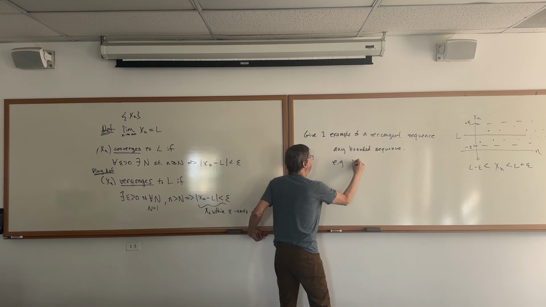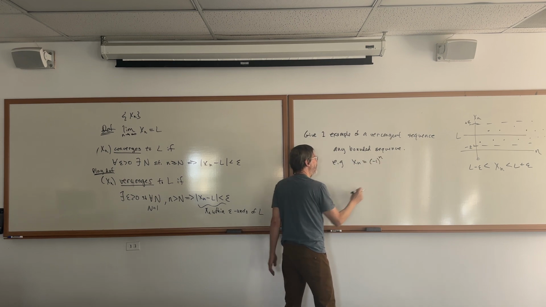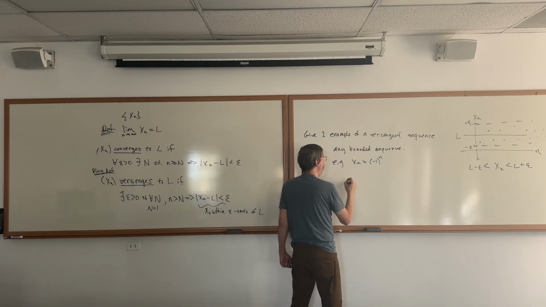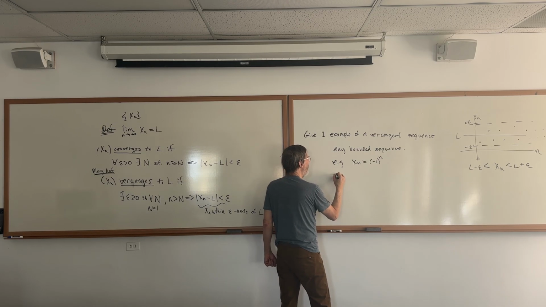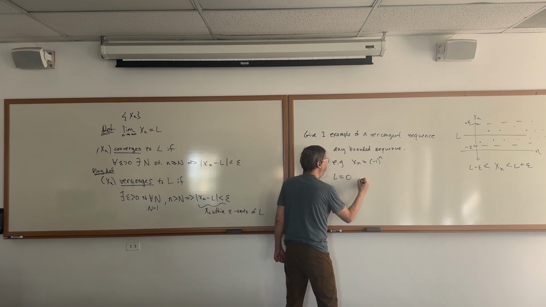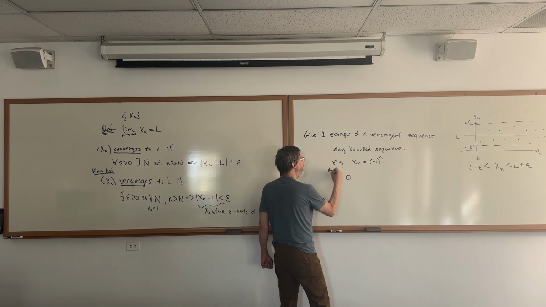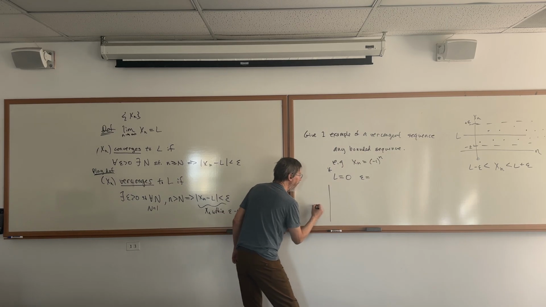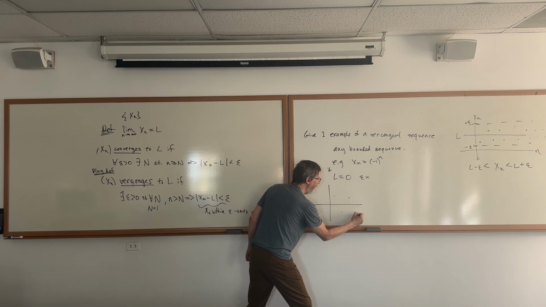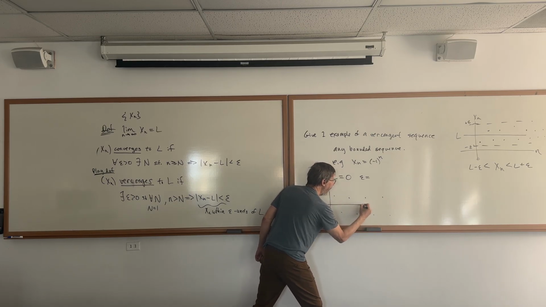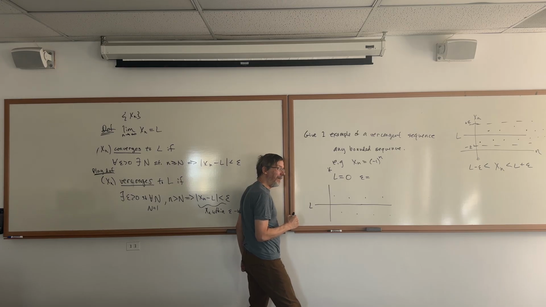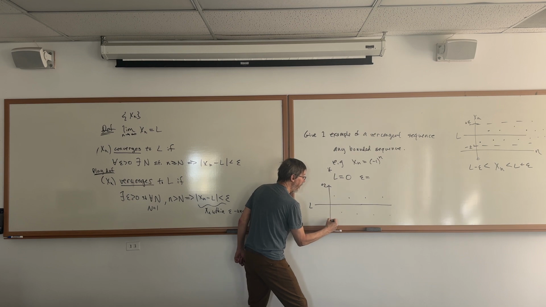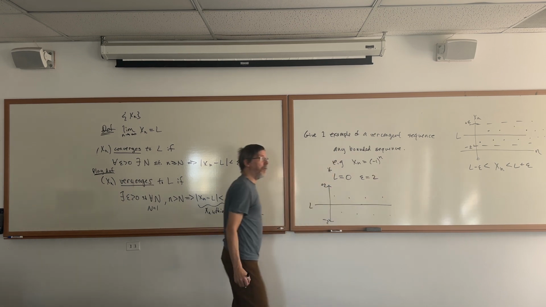Let's say I had x sub n is minus 1 to the n. Give me a number. What if I said L equals 0? What is the epsilon that works? Give me one epsilon that works. So look at the sequence, and here's L. 2. So here I could use epsilon as 2. If I go up plus 2 and minus 2, that would work.